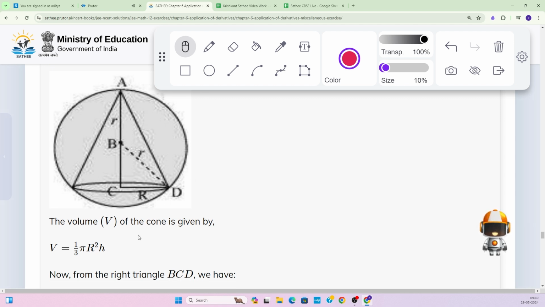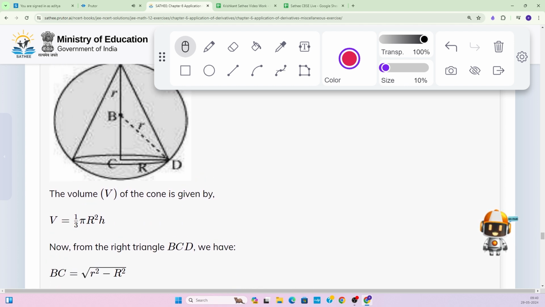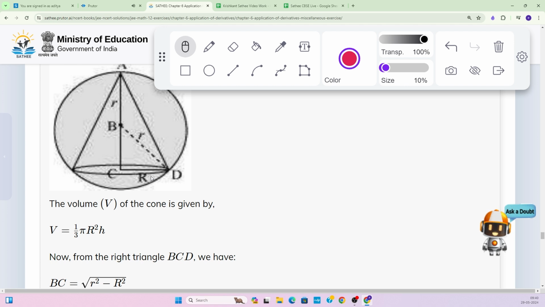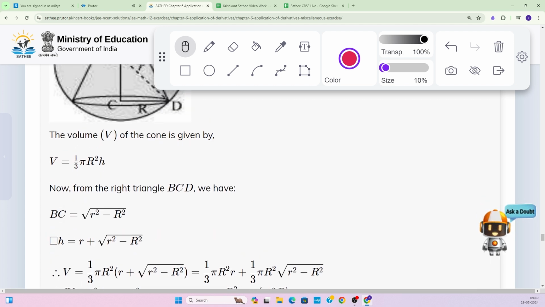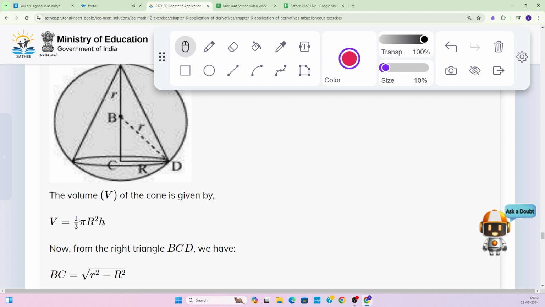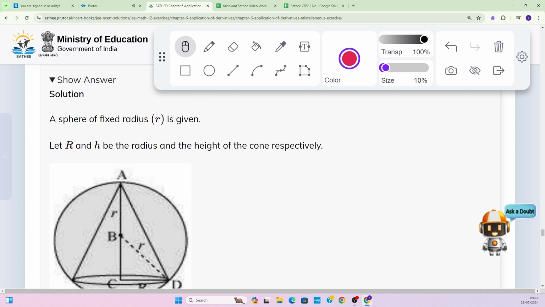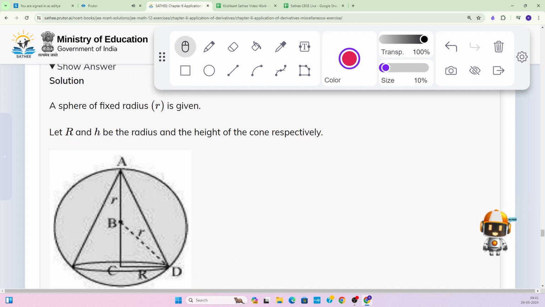Now the volume we already know: 1 by 3 pi R square h, as you can see. Now from the right angle triangle BCD, you will have BC length as root of r square minus capital R square. So you will have this. Now your h, as you can see, h is the height of the cone. So far so good.